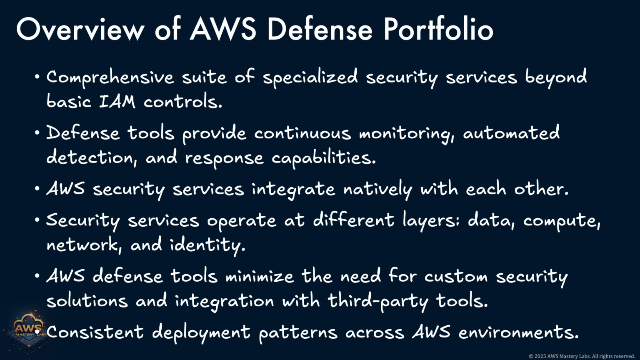But with so many tools available, it's important to select the right services based on your unique threat landscape and compliance needs. Some services focus on network-level defense, while others protect compute workloads, storage, or identity. The AWS security model is layered, so you can build a comprehensive security posture that addresses risks at every level, from the perimeter all the way to the individual user or workload.